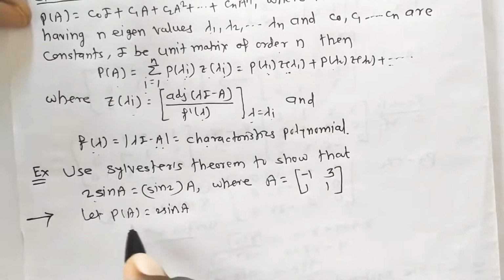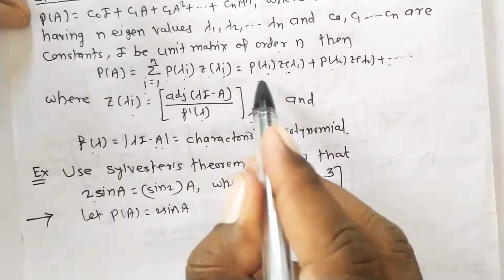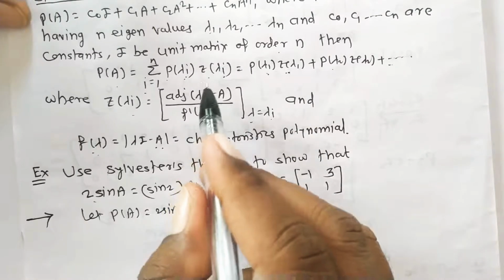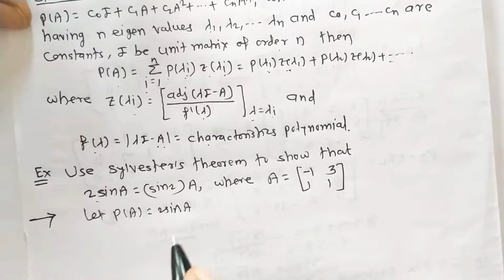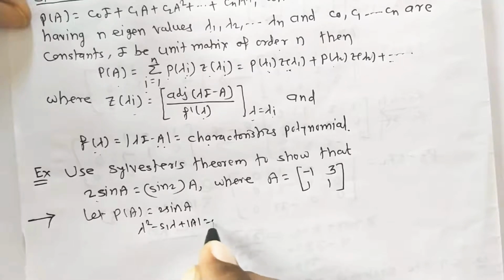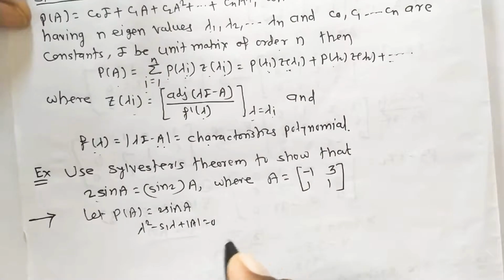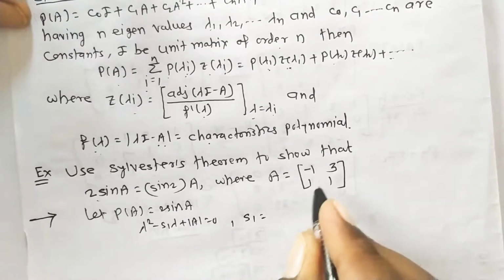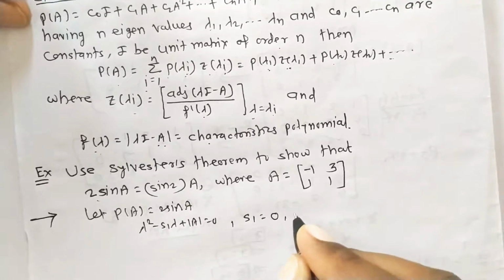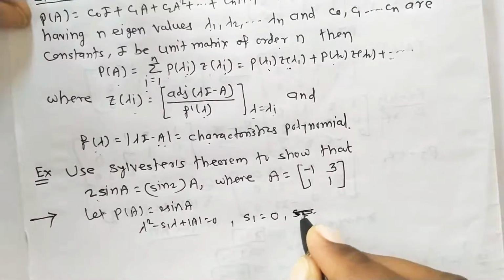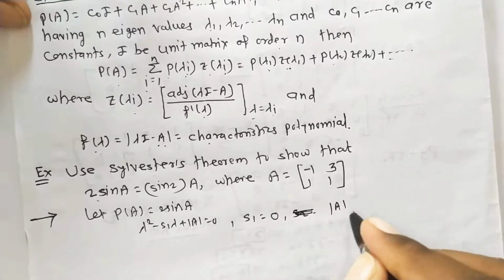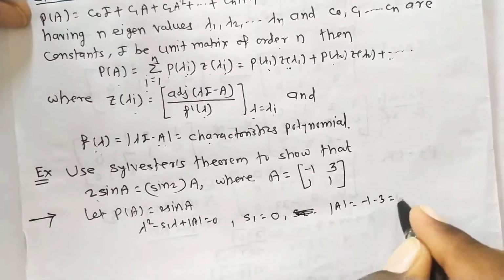Okay. And for finding the value of P of A, what we want is Z of lambda i, and for Z of lambda i means first we have to find lambda i here. Lambda i are the eigenvalues. So for the characteristic polynomial we have to use formula lambda square minus S1 lambda plus determinant of A equal to 0, because using this polynomial we can find eigenvalues, where S1 is sum of diagonal elements, that is minus 1 plus 1, 0. S2 is not here, it is a 2 by 2 matrix, so determinant of matrix is minus 1 minus 3, that is minus 4.